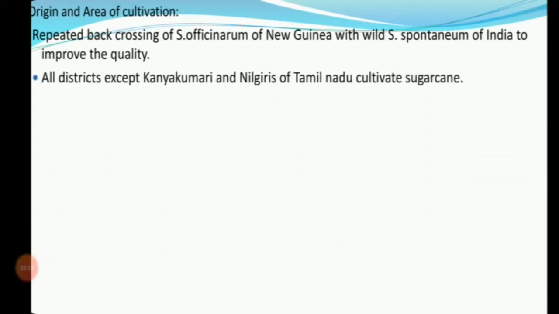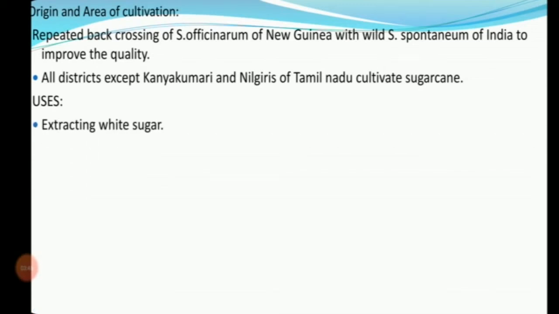All districts of Tamil Nadu except Kanyakumari and Nilgiris cultivate sugarcane. In Tamil Nadu, all over the districts, sugarcane is a major cultivated crop. But especially in Kanyakumari and Nilgiris, sugarcane is not cultivated. This is one of the important points.